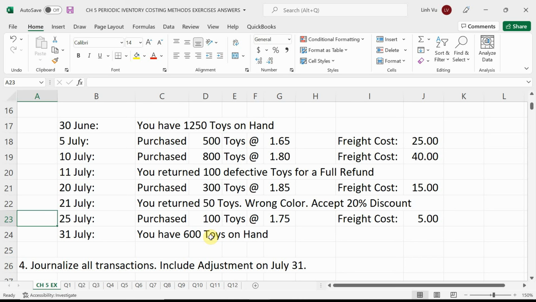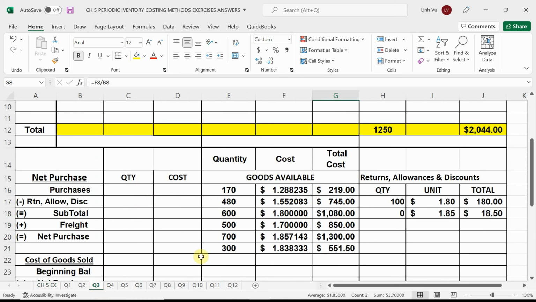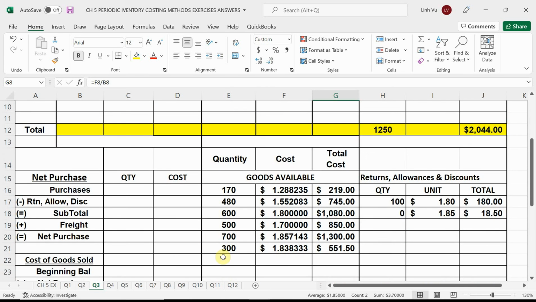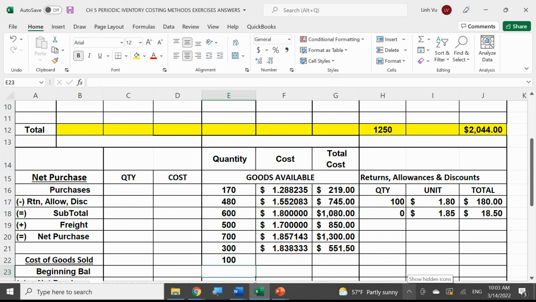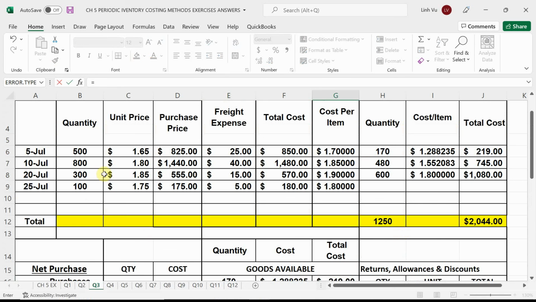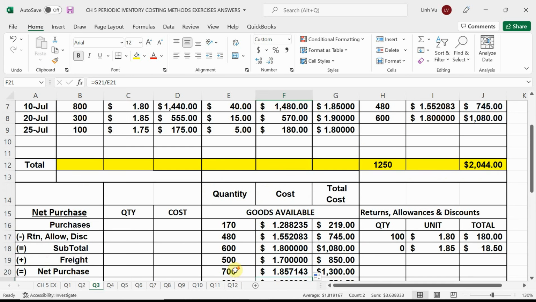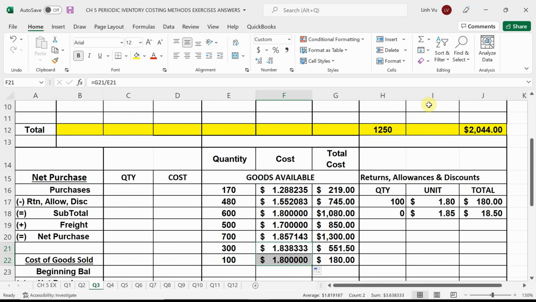Now, since we were given the information that this was the last purchase I made, because on July 31st I had a total of 600 toys on hand, no changes were made to this batch of inventory. So what I gotta do is carry down 100 units at $180, to give me a total cost per item of $1.80. So this is my goods available. I got my beginning inventory plus my purchases that I made. But these purchases are adjusted because I had some returns.